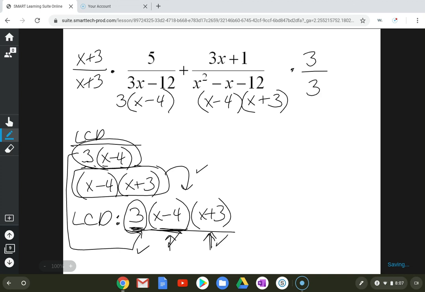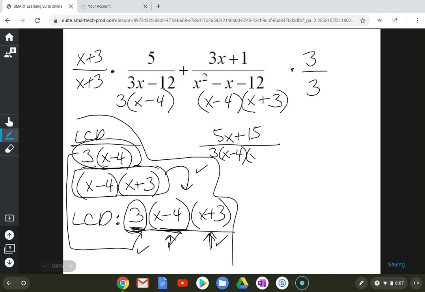All right, so now I'm going to kind of mark this off so that there's a little space here. So if we multiply the top, and I'm going to go ahead and distribute, we have 5x plus 15 over our nice, beautiful LCD. Plus, and now let's do the right side, 9x plus 3 over our beautiful LCD.